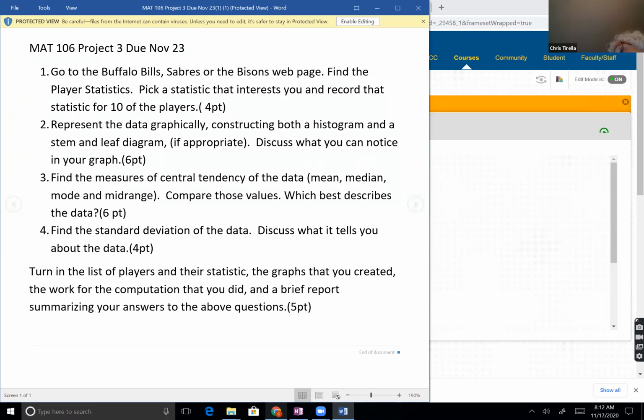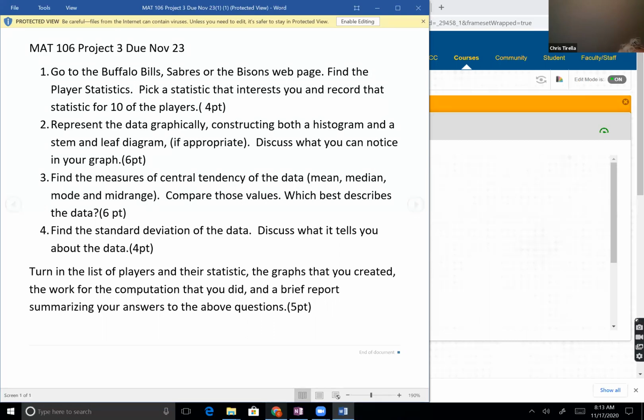If you go to the Sabres website, you can get comparable things, like how many points they scored, their plus minus, which I don't really know what that means because I'm not a hockey person, but they have all sorts of statistics about them. Go to the Bisons website, there's all sorts of baseball statistics, their batting average, this, that, and the other thing. Just get 10 players and data about them.